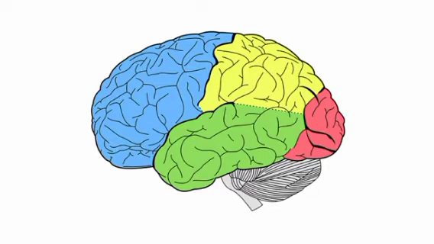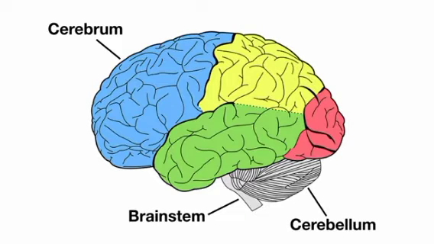Remember that the main components will be the cerebrum, which is that colored portion. This makes up the majority of the brain. And the other components include the cerebellum and brainstem. We're going to focus on the cerebrum today, and there will be future Easy Med videos that go in more detail about the cerebellum and brainstem.